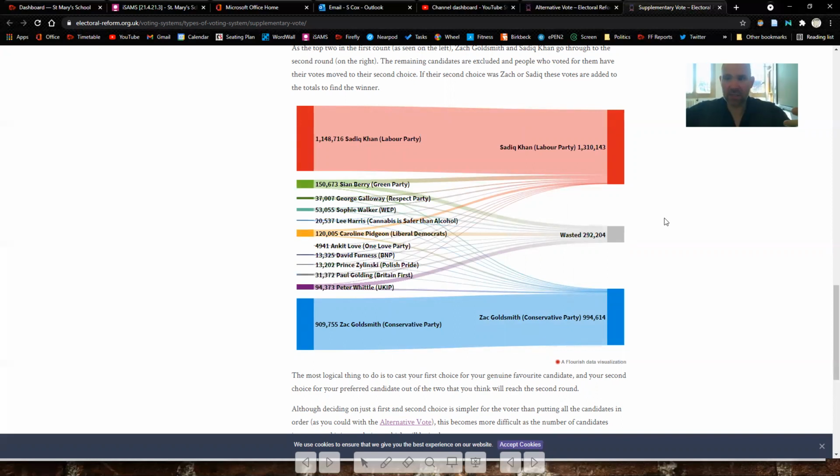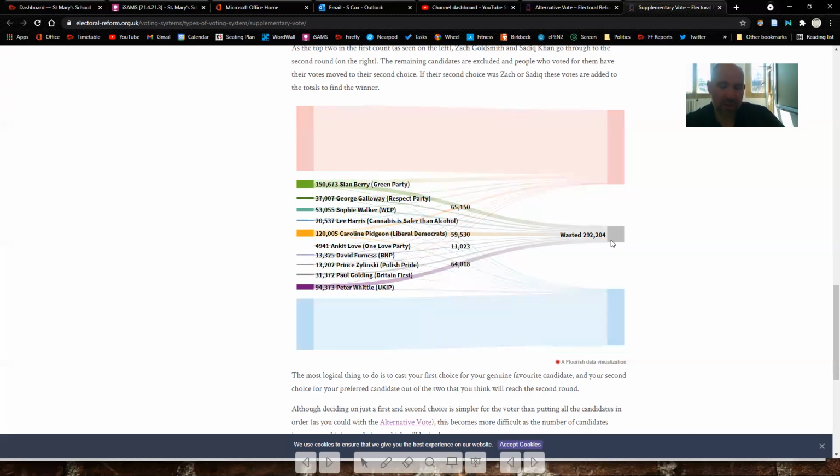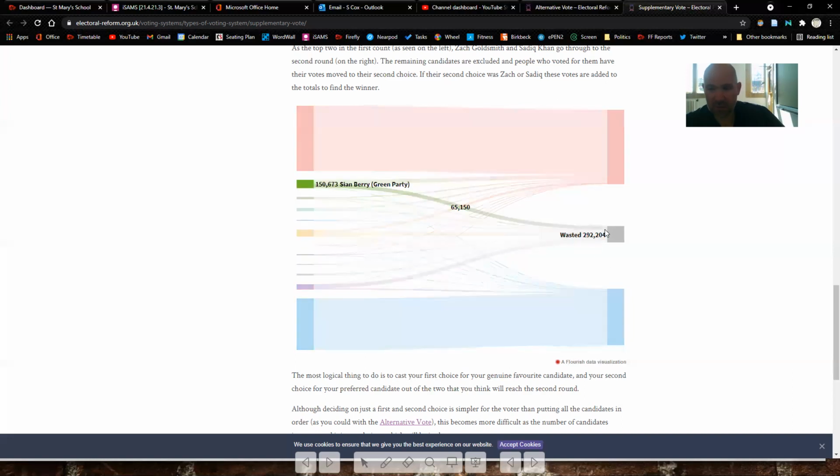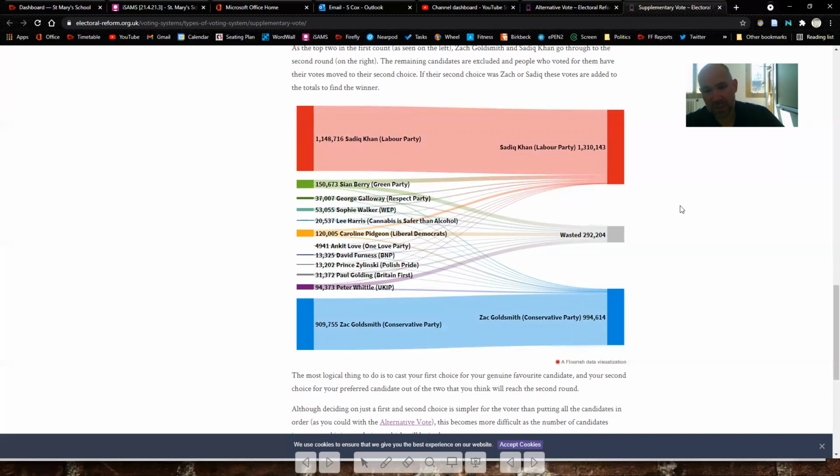Essentially they look again, and hopefully one of the candidates has a majority at this point. Differences between AV and SV. Well, SV is clearer because you only have to do the first choice and the second choice. So perhaps it's slightly easier for the voter, but you do still get wasted votes. You see them here? If, for example, you voted for the Green Party first and the Liberal Democrats second, neither of your votes will still count. So you do still get quite a large amount of wasted votes. As you can see here, we've got almost 300,000 wasted votes in London. But at least you had that second chance.